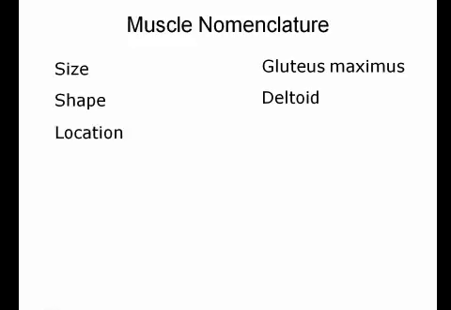Sometimes the name tells us something about location. If you remember, where is the frontal lobe of the cerebrum and the frontal bone of the skull? How about the frontalis muscle? So in this case, the name tells us exactly where it's located.